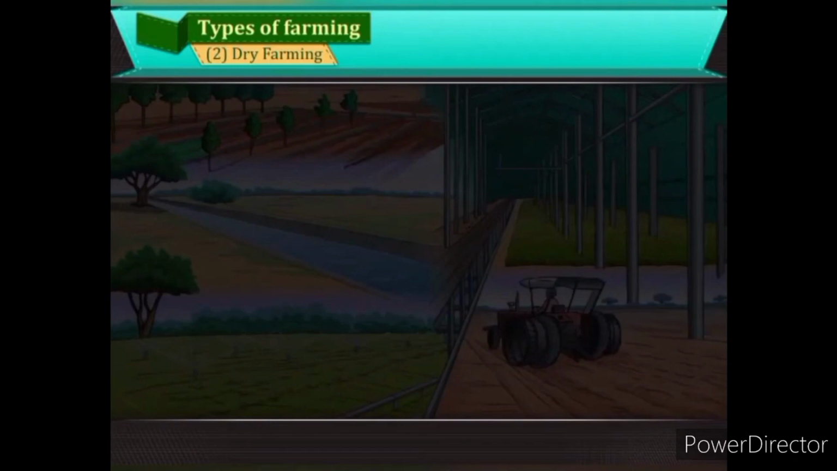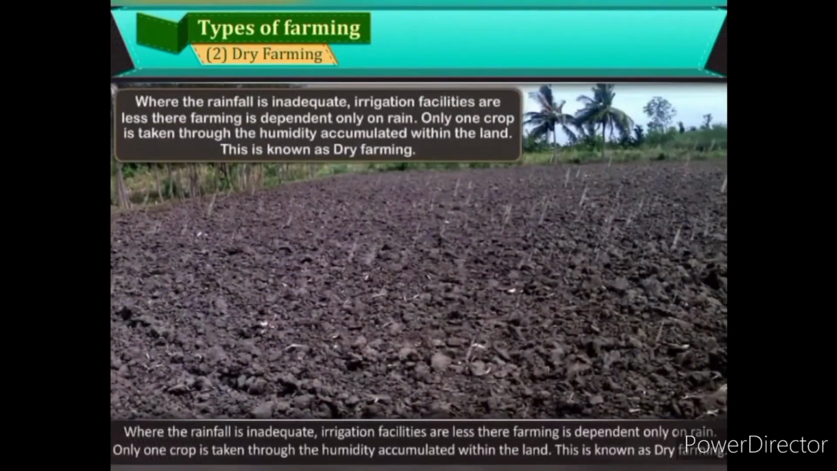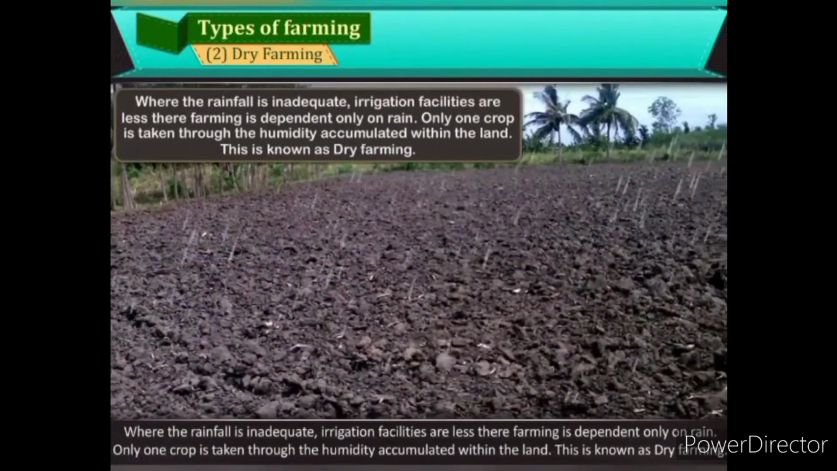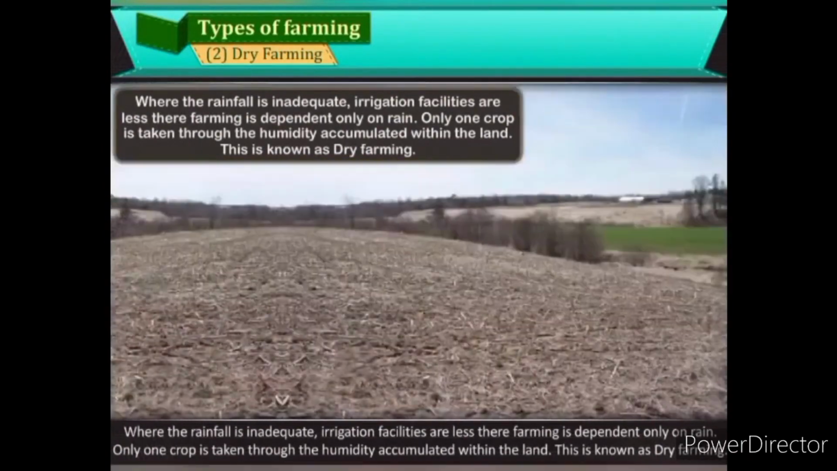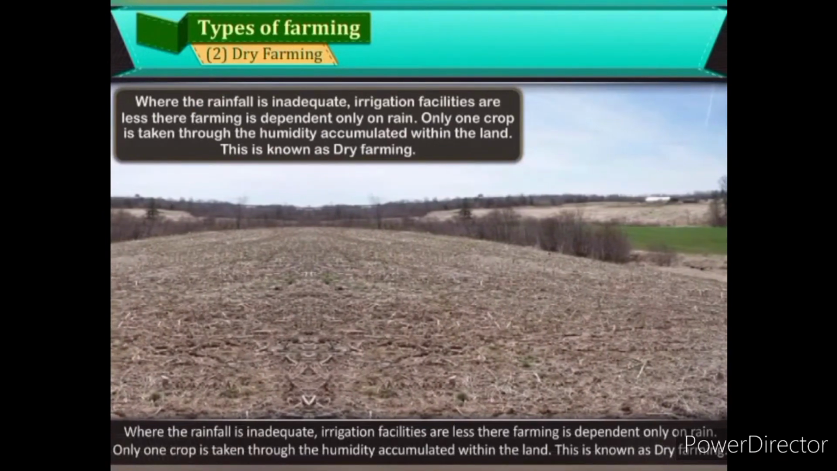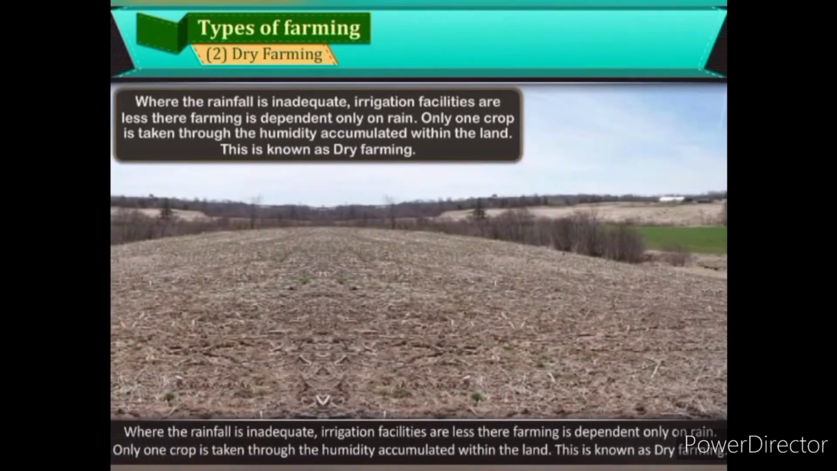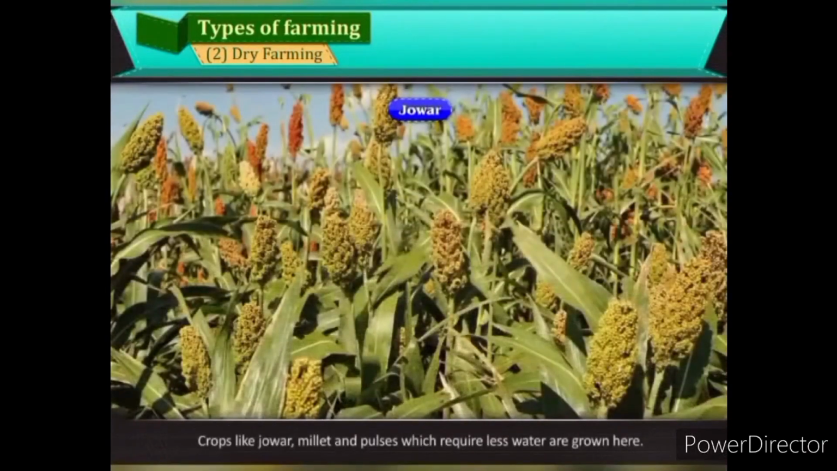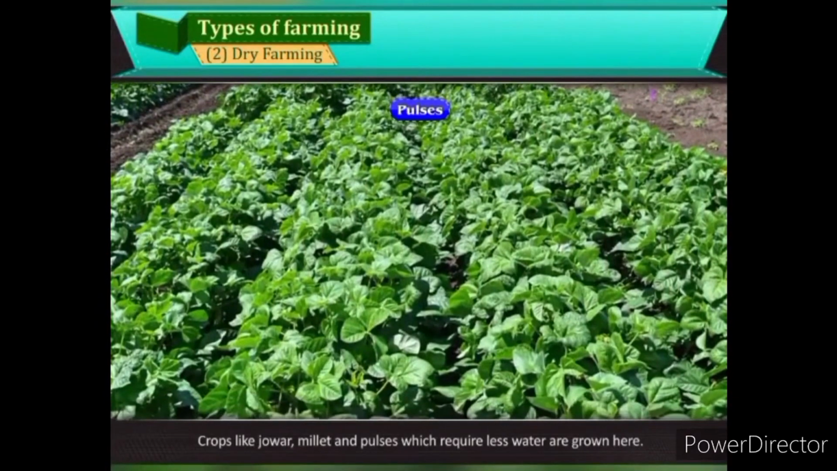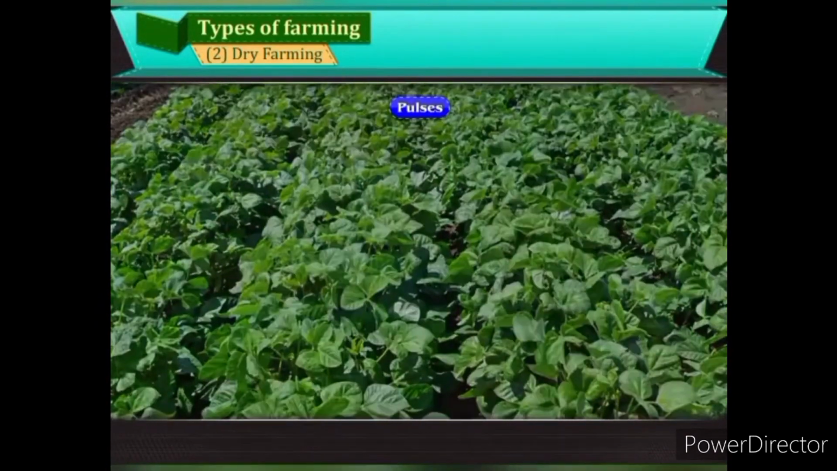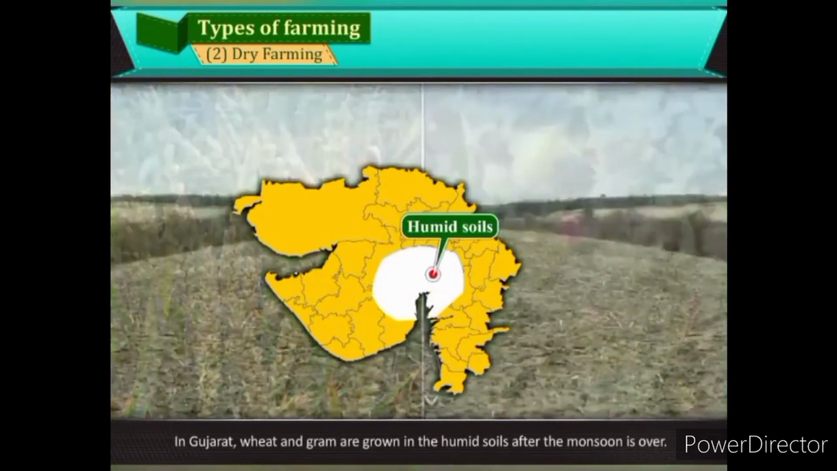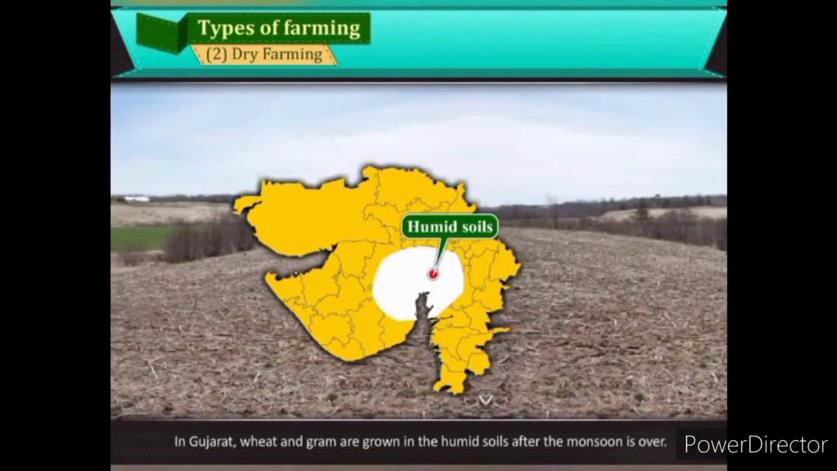Dry farming. Where the rainfall is inadequate and irrigation facilities are less, farming is dependent only on rain. Only one crop is taken through the humidity accumulated within the land. This is known as dry farming. Crops like jowar, millet, and pulses, which require less water, are grown here. In Gujarat, wheat and gram are grown in the humid soils after the monsoon is over.